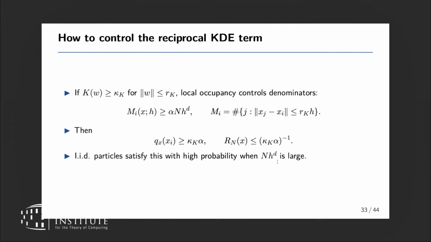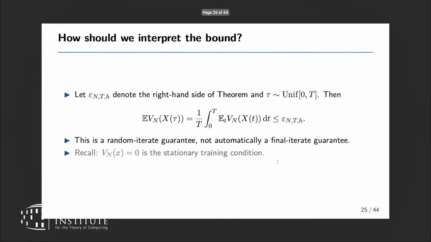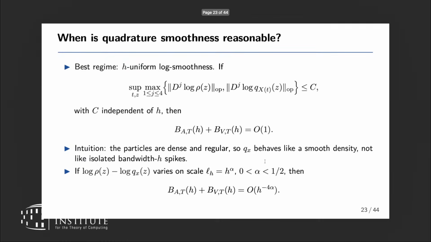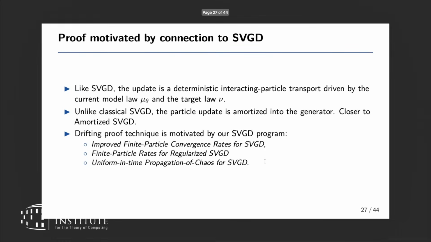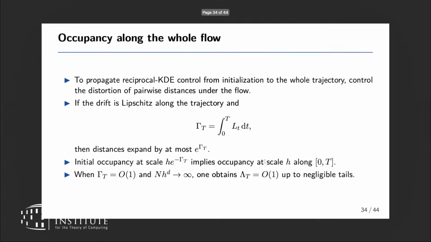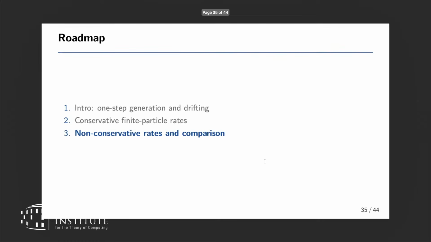And in the interest of time, I'll skip the details. If you remember, in the first assumption there was this reciprocal KDE control. There are some conditions under which we can show that the reciprocal KDE control happens as well, but in the interest of time, I'm going to skip that.